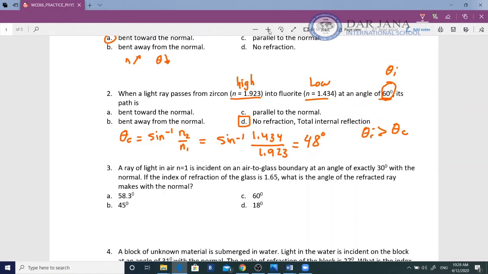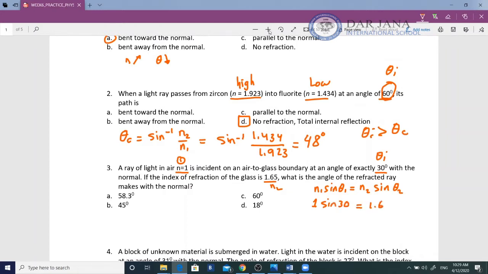In number 3, a light ray in air, n equal to 1, so this is n1, is incident on an air to glass boundary at an angle of 30 degrees, so that's theta incident, with the normal. If the index of refraction of the glass, so that's N2, is 1.65, what is the angle of refraction? We simply use Snell's law: N1 sine theta 1 is equal to N2 sine theta 2. Air here is taken as 1 for the index. It's slightly more than 1, but it's okay.